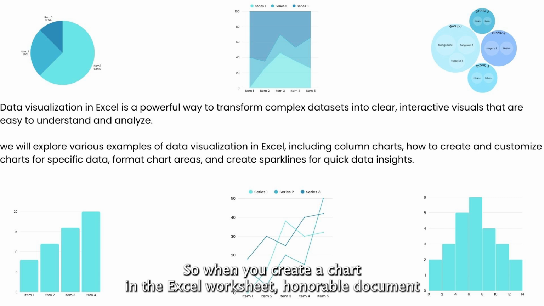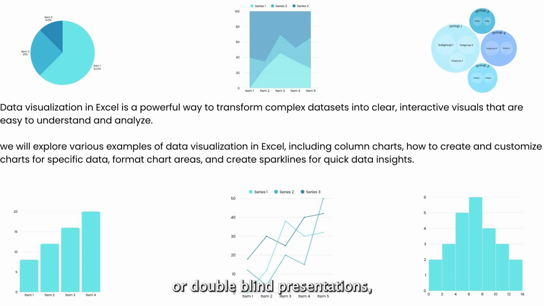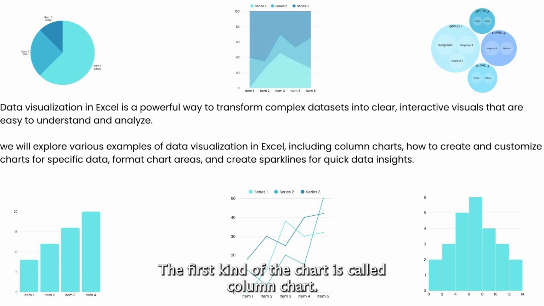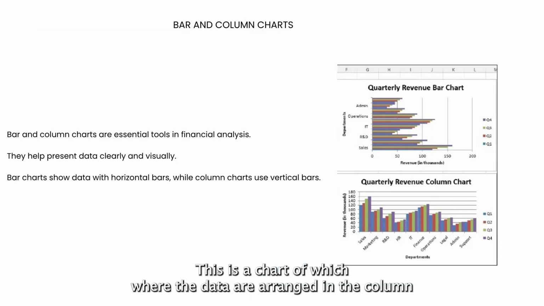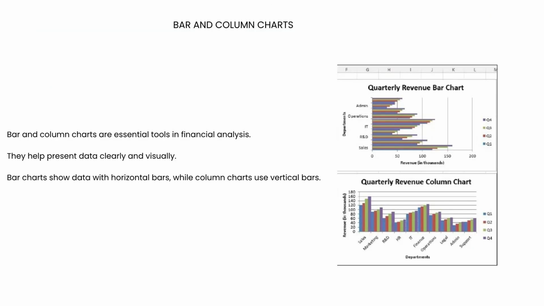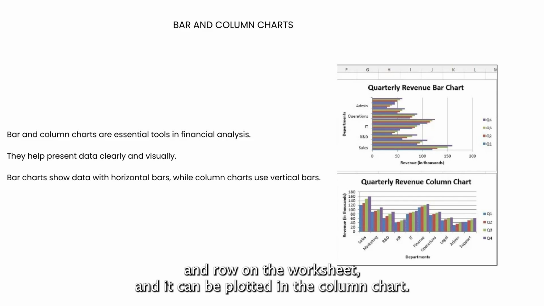So when you create a chart in an Excel worksheet, a Word document, or a PowerPoint presentation, normally you have different kinds of charts. The first kind of chart is called the column chart. This is a chart where the data is arranged in columns and rows on the worksheet, and it can be plotted in the column chart.